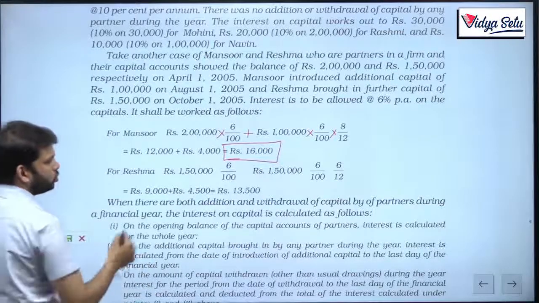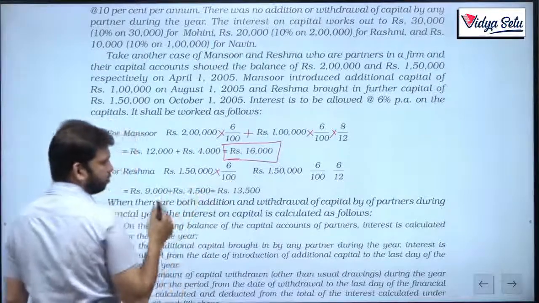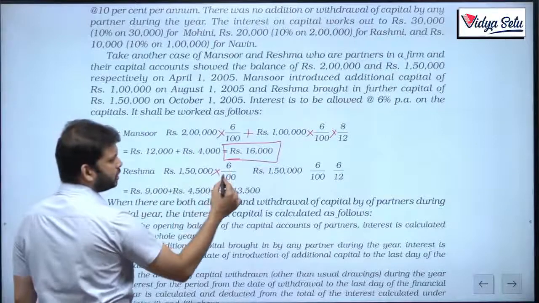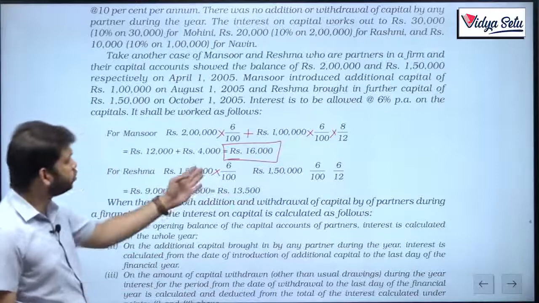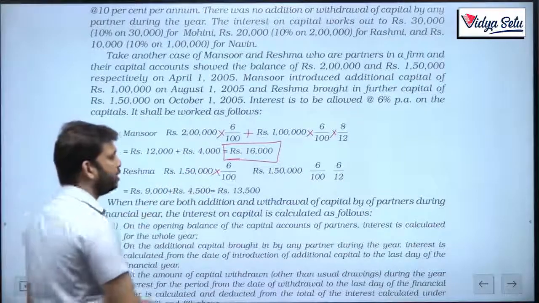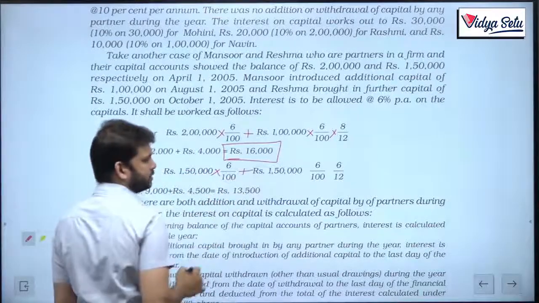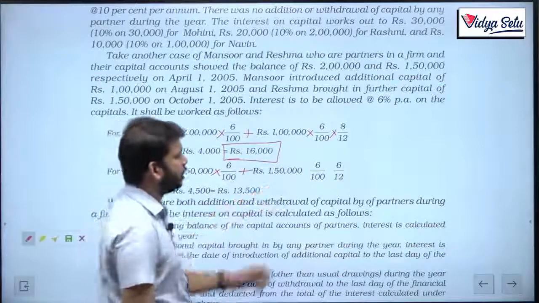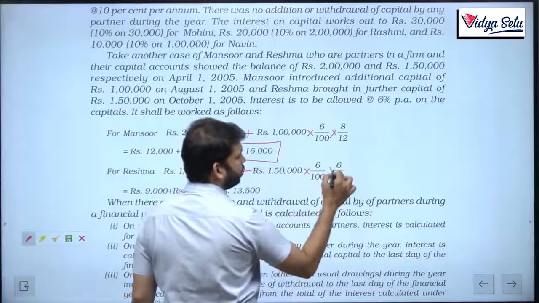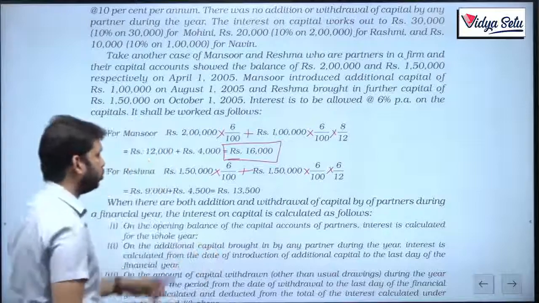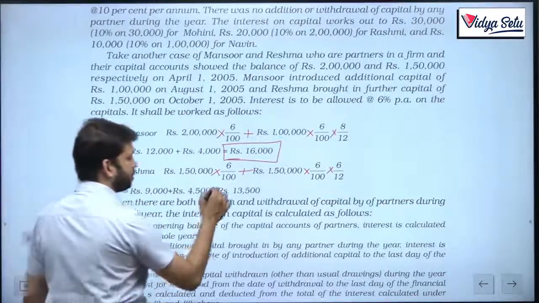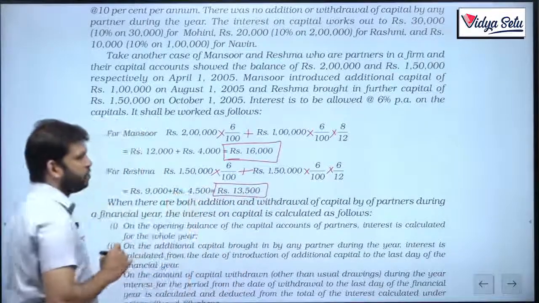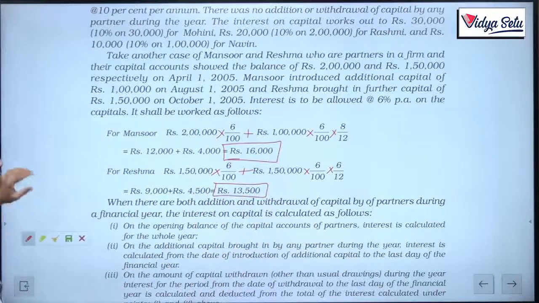For Reshma also, the original capital as on 1st April was enjoyed by the firm for the entire year. So 1,50,000 multiplied by 6 upon 100, plus on the additional 1,50,000 the firm could enjoy only for 6 months. So 9,000 plus 4,500, the interest on capital will be 13,500.